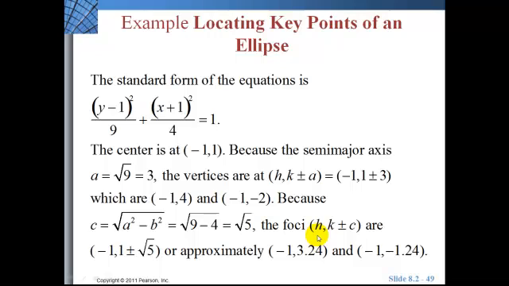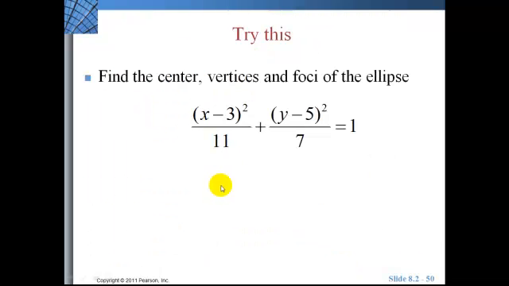And the foci, the h stays the same for the x value because it's a vertical ellipse. And we add and subtract c to the y value. So it will be -1, 1 plus square root of 5 and -1, 1 minus square root of 5. And if you put it into your calculator, you'll get approximately these numbers. Try this. Find the center, vertices, and foci of the following ellipse.